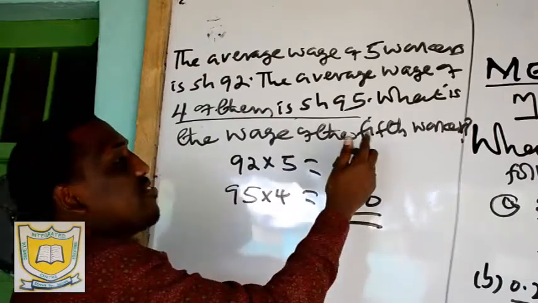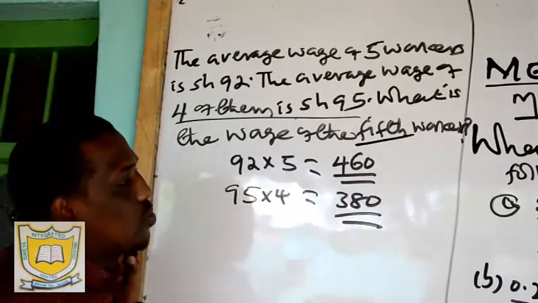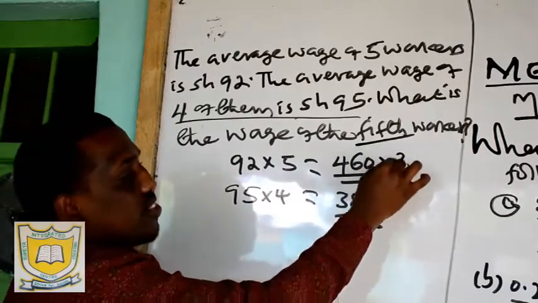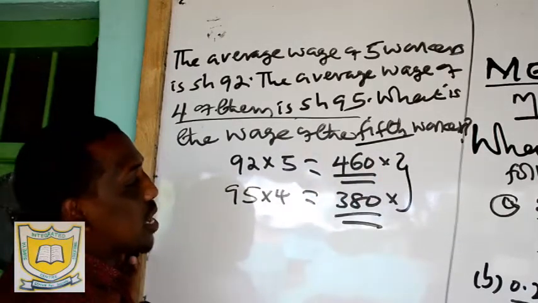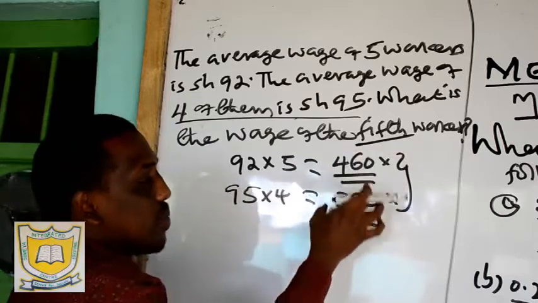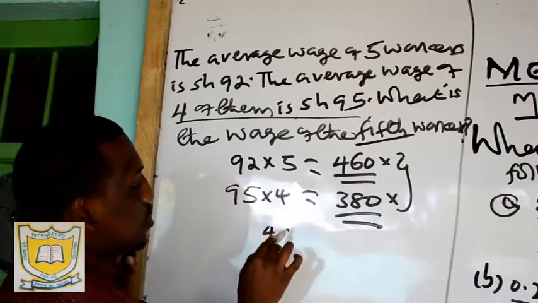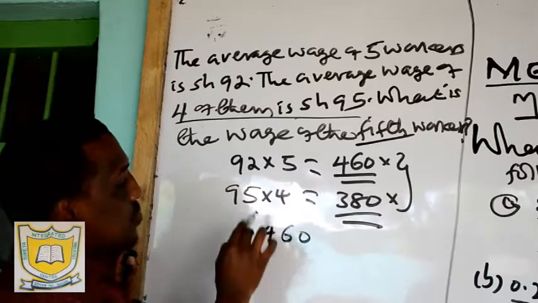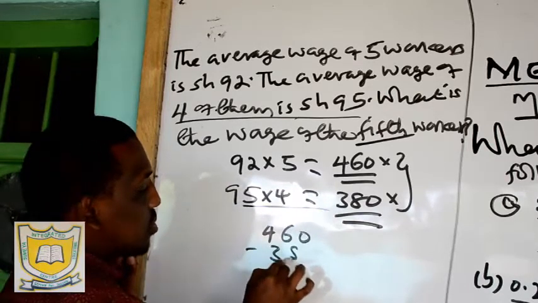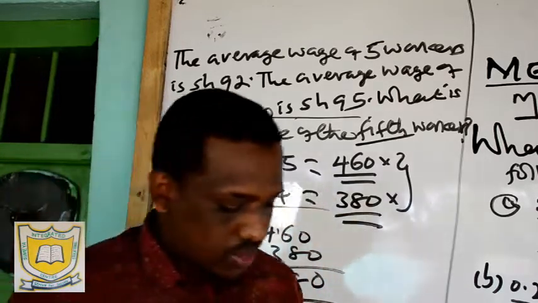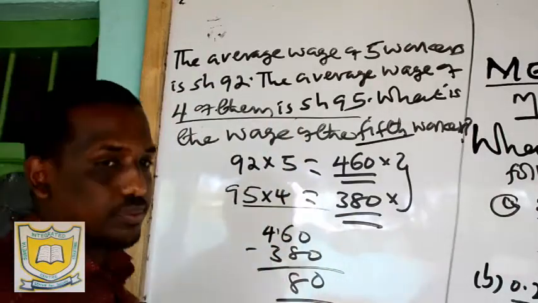So you are told to get the fifth worker now. How do we get the fifth worker? 5 of them is this, 4 of them is this. You say the total minus the 4 of them. So the 5 of them, their total wage was 460, 4 of them is 380. You subtract. 0, you borrow 1, it is 8. So the answer will be 80. That's how we find it.